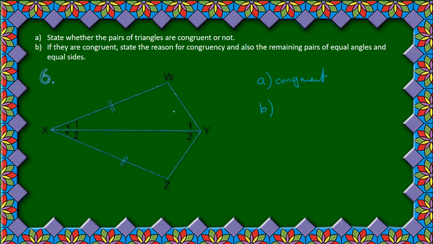And then for B, the remaining angles and sides that are equal: these two angles, and then these two angles, and then these two sides are equal. So angle W is equal to angle Z, and then angle Y1 is equal to angle Y2, and finally WY is equal to YZ.